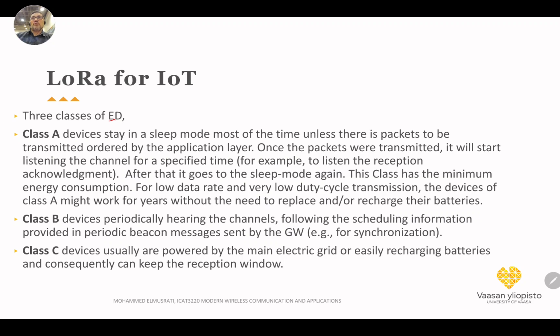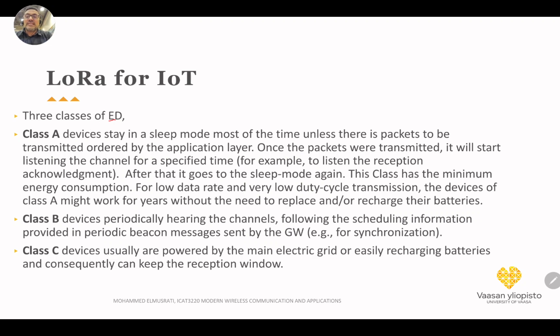For example, if we measure temperature with a sensor and the temperature becomes more than a certain value, then the application layer wakes the radio part of the class A ED to transmit a packet to alert or notify about the change in temperature, or if there is fire or smoke or whatever. So class A is most of the time in sleep mode, and it turns on only if there is a need for that.